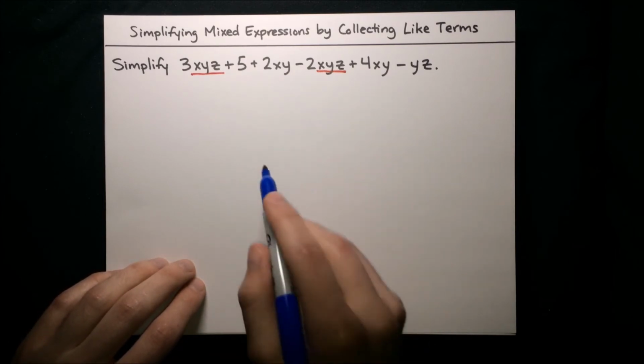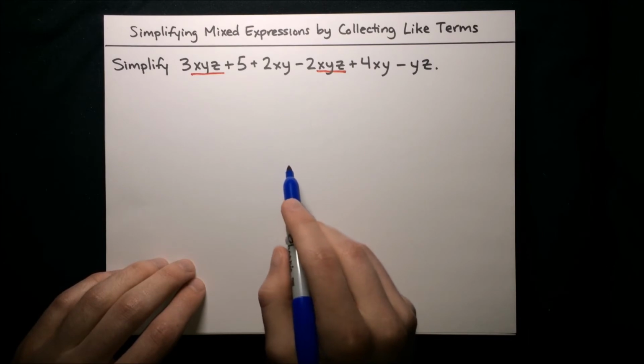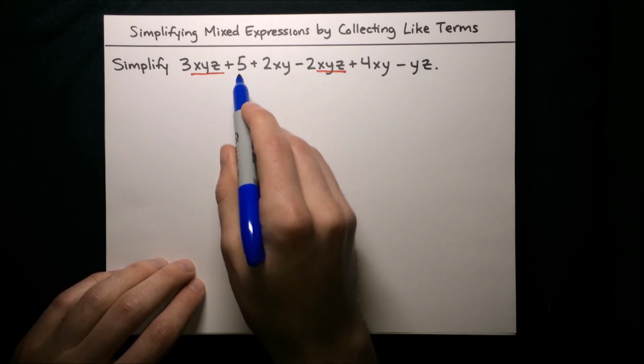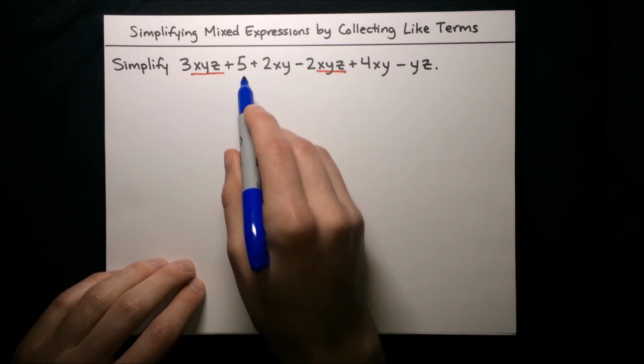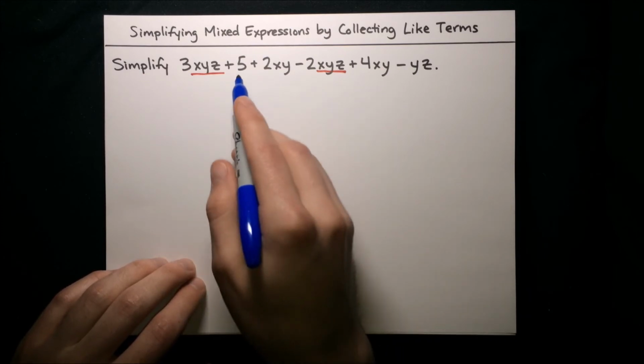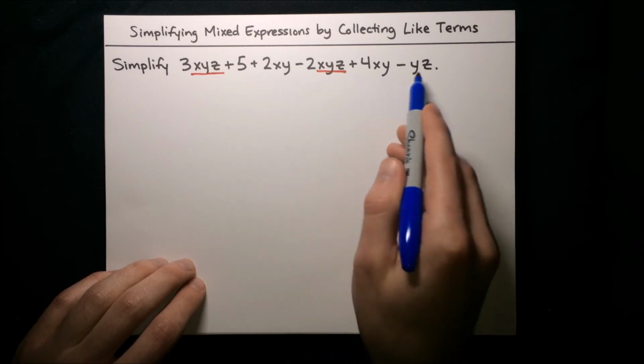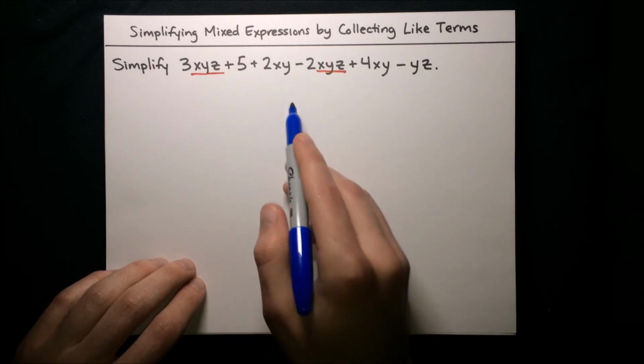Let's also look for, are there any other constants? No, there aren't any other constants. Okay, so I guess we're not going to be able to combine that constant term with anything because not all the other terms have variables. So we'll just leave that as is.